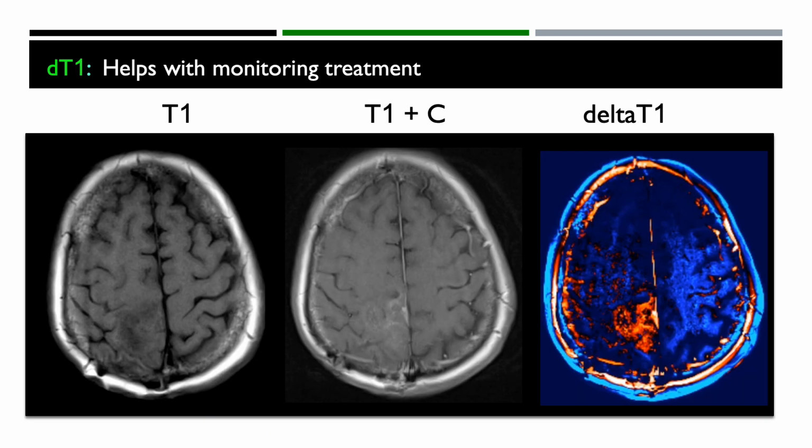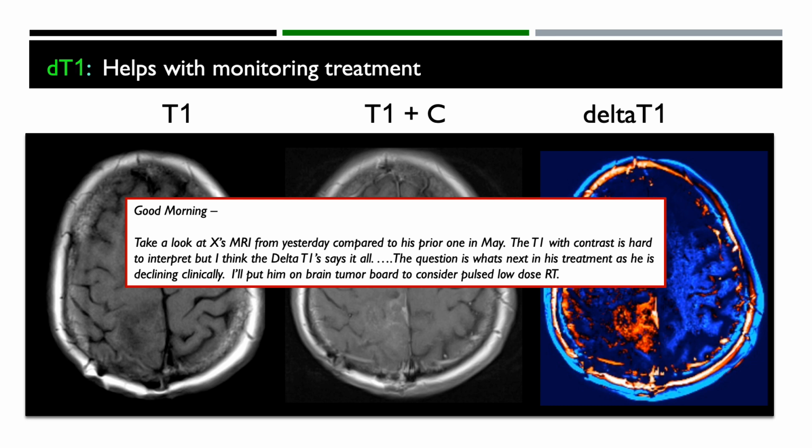We find it actually is very helpful on a daily basis with monitoring our treatments. So here's an example of a pre and post contrast T1. Again, sort of hard to see that enhancement, but delta T1 makes it clear. And that in fact was the response of the neuro-oncologist who said, take a look at this person's MRI from yesterday compared to his prior one in May. The T1 with contrast is hard to interpret, but I think the delta T1 says it all, and then goes on to help decide the next steps for treatment.